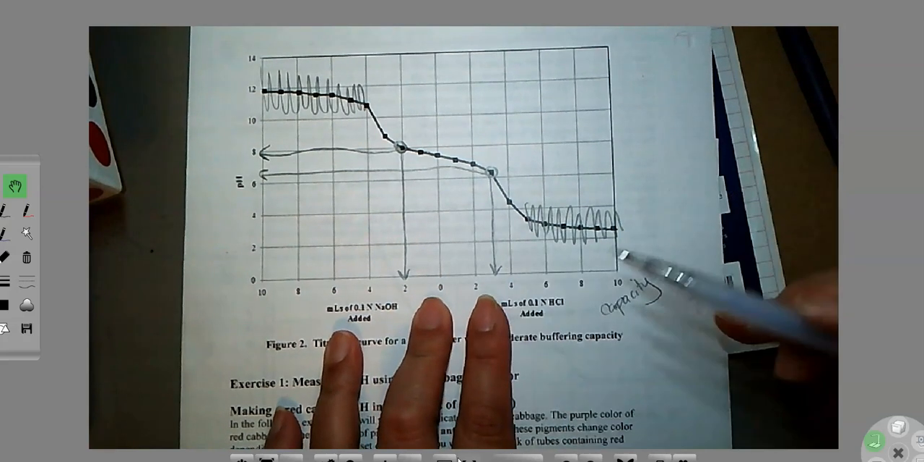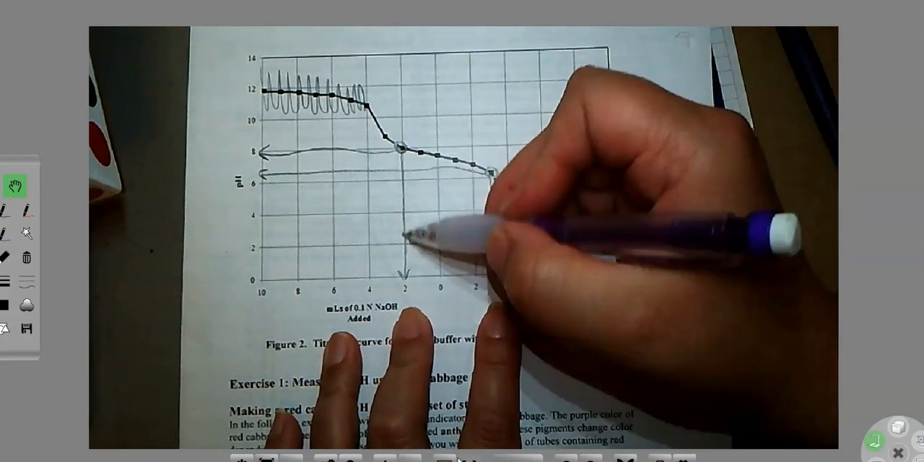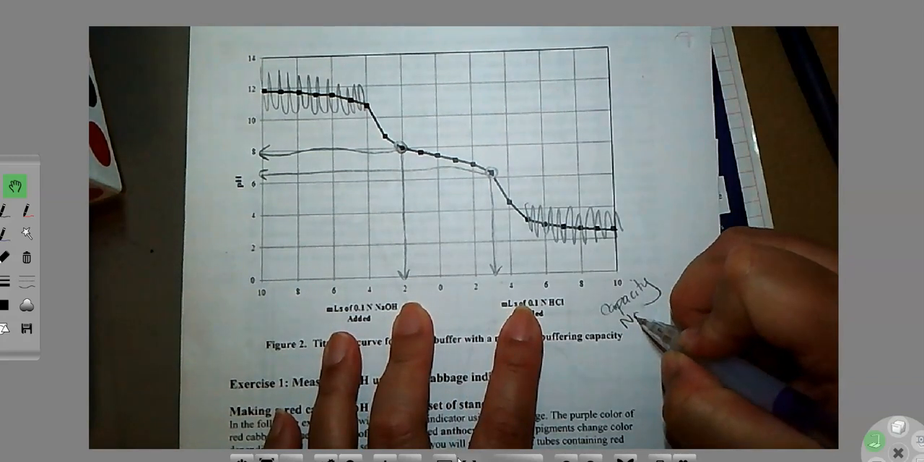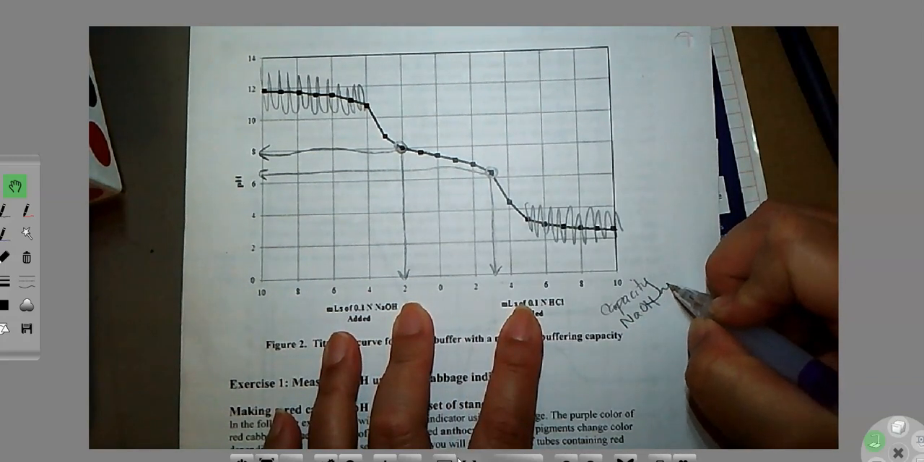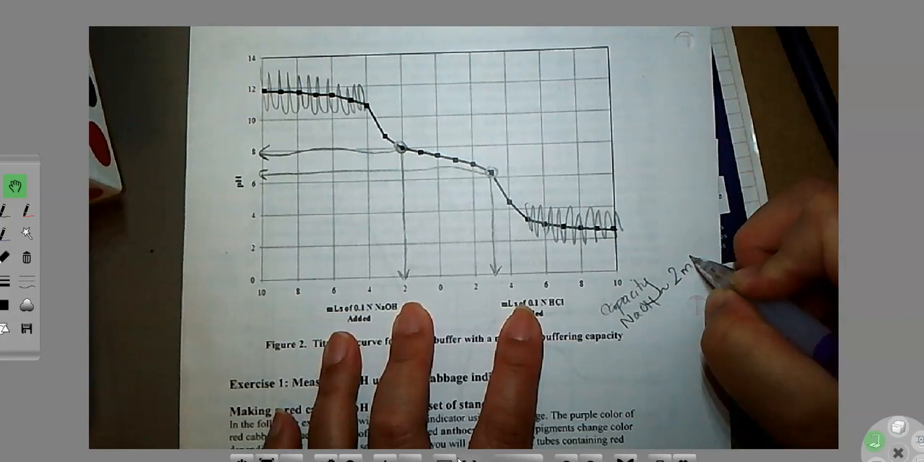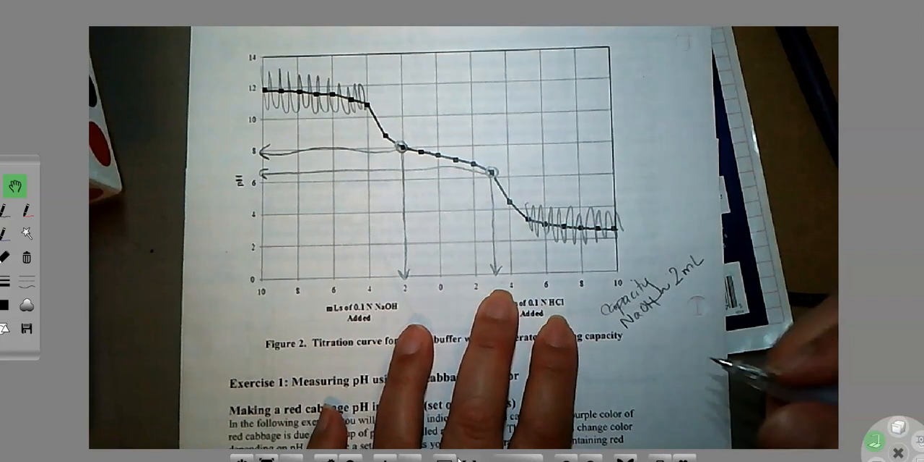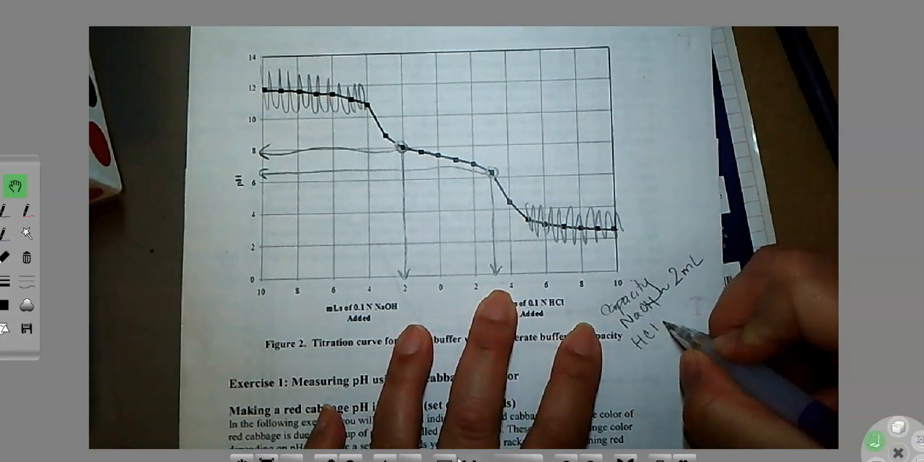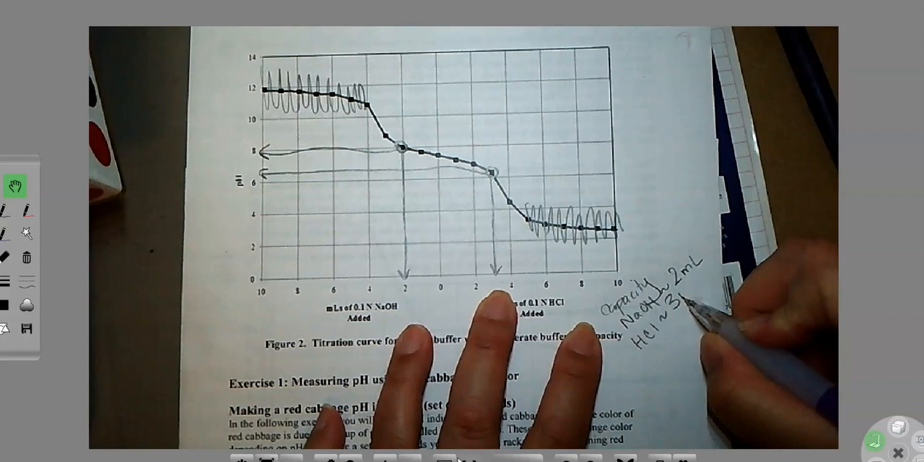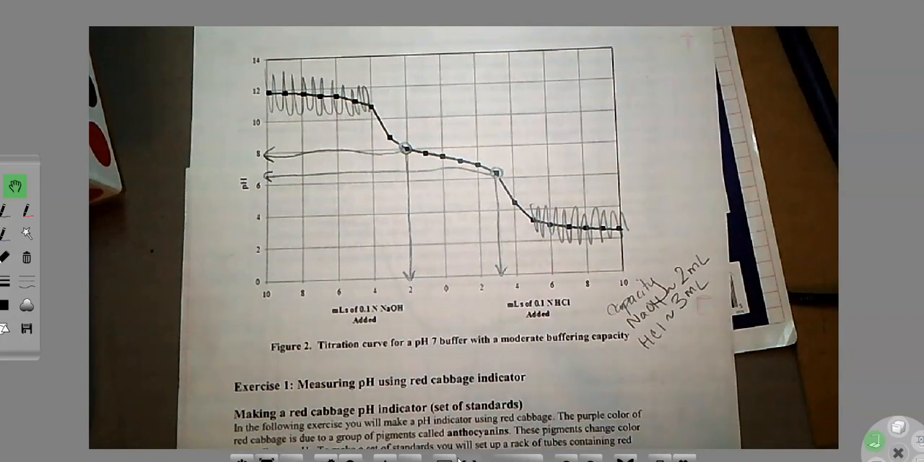So in the case of NaOH, the capacity is going to be around 2 mils of NaOH. And the capacity for HCl is going to be around 3 mils. Now again, what this means is that this buffer is functioning until you start adding more than 3 mils of HCl or 2 mils of NaOH. After that, this buffer no longer works.